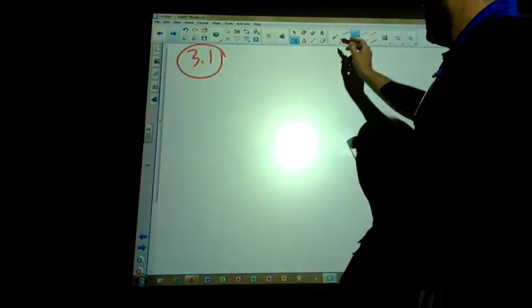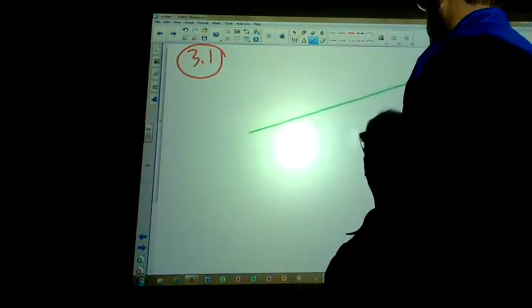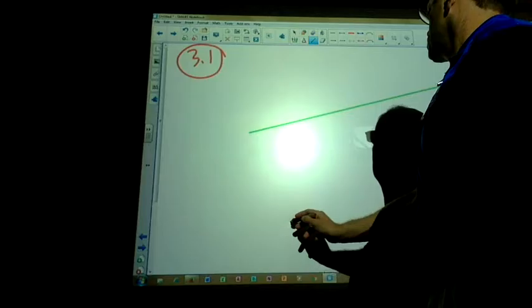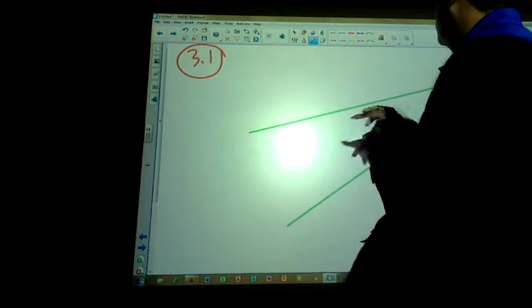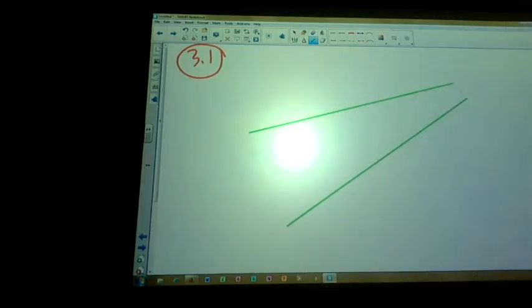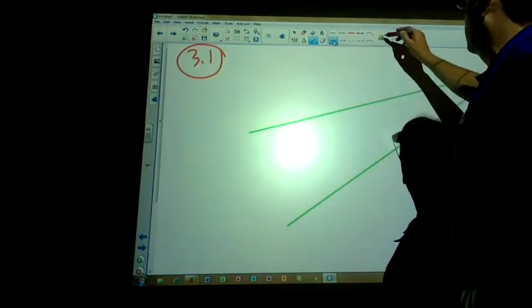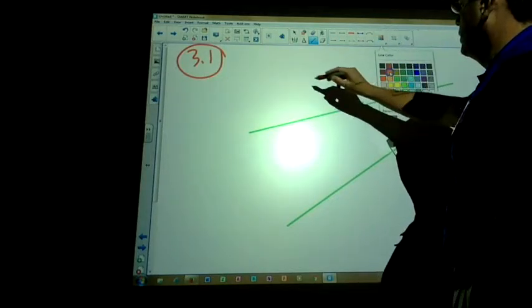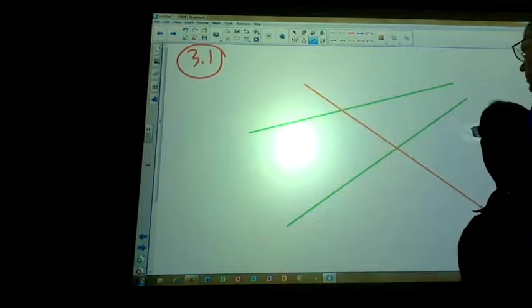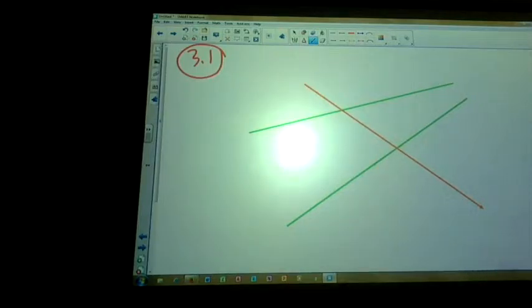So 3.1 notes pretty fast. I have 2 lines. They're not necessarily parallel to each other. Agree? Can everyone see the green okay? Any complaints? All right, the next one we'll do in a different color. We'll do it in orange. So if you have 2 lines cut by another line, in this case the other line is orange, it is called a transversal.